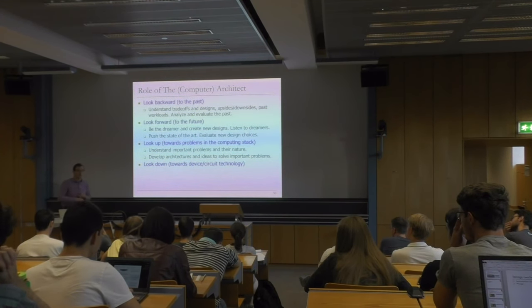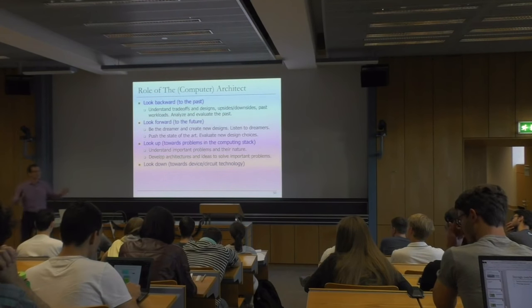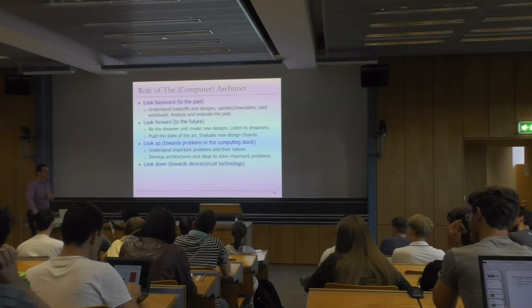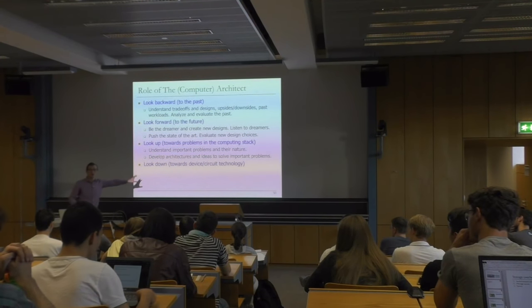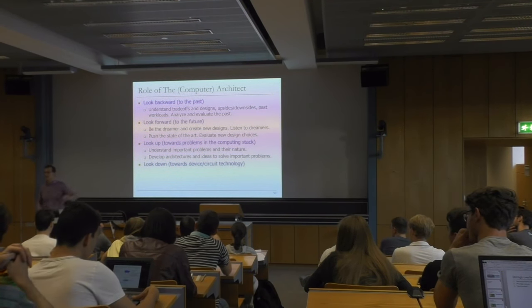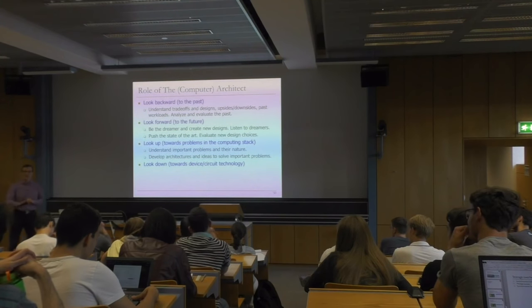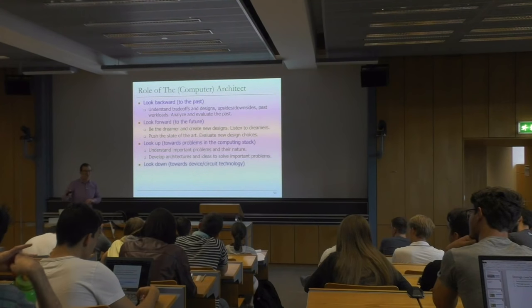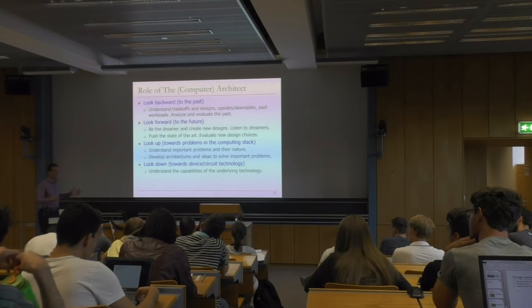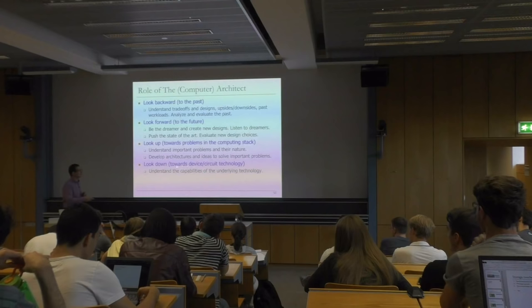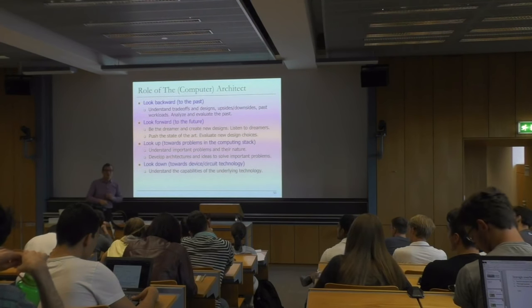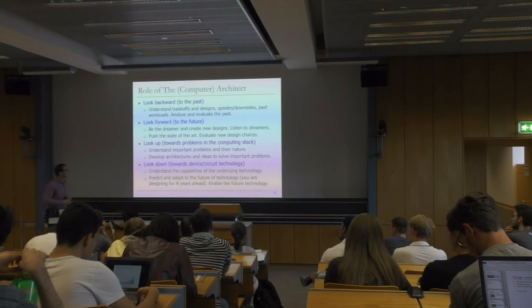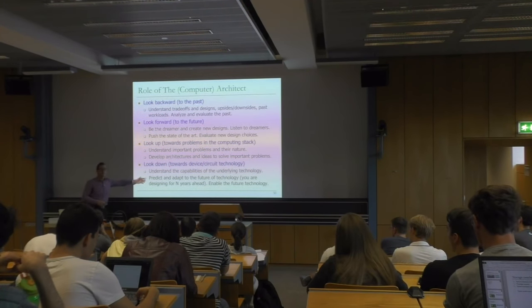Look down is also important. If you really want to be a complete architect, you also need to understand the technology, what's at the bottom. This could be about, for example, phase change memory technology. It could be quantum computing technology. It could be, I don't know, microelectromechanical systems, MEMS technology, different types of technologies, basically. How can you make use of them, right? Understand the capabilities so that you can actually make the right trade-offs and use the right technology, right? And also you can predict and adapt to the future of the technology, right?